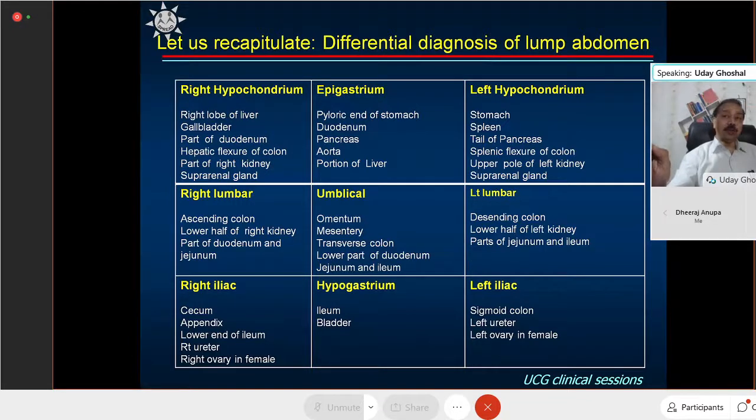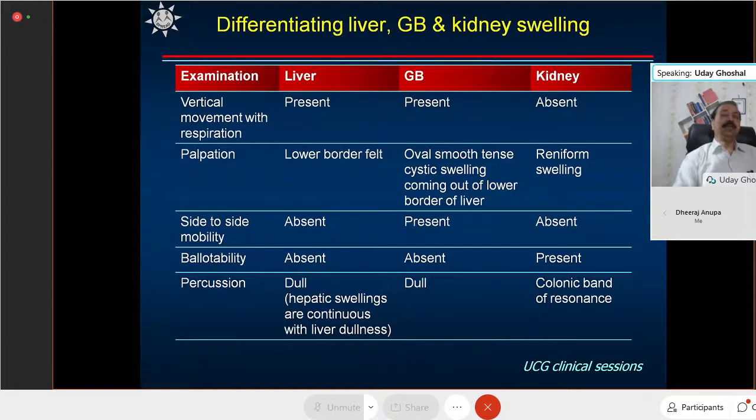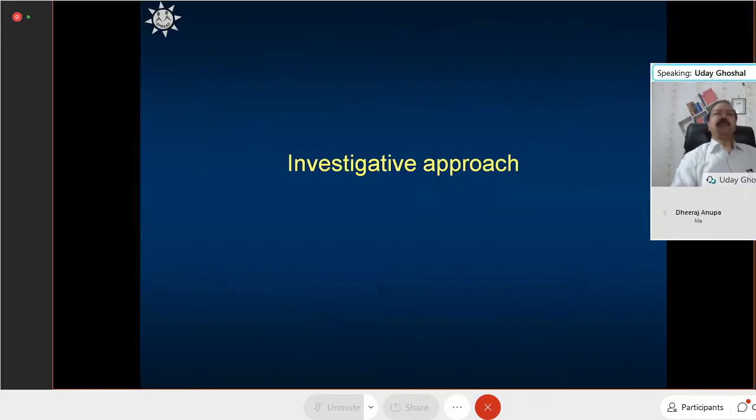Splenic flexure of the colon, upper pole of the left kidney and suprarenal gland. Left lumbar: descending colon, lower half of the left kidney, parts of the jejunum and ileum. Left iliac: sigmoid colon, left ureter, and left ovary in female. So these I have already said. Now, differentiation between GB, liver, and kidney swelling, I will not talk about today because our patient did not have such a lump, which I have to differentiate all this. So let us come back to our patient.